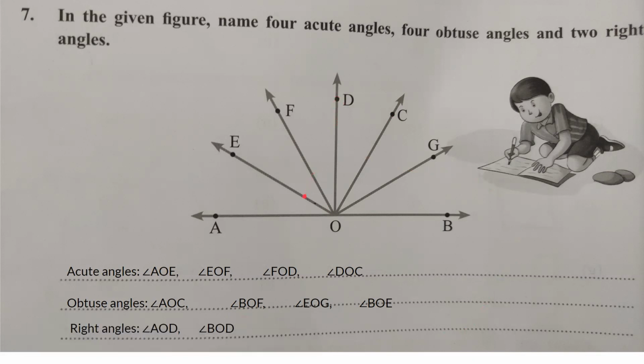One is angle COD, one right angle. Another one is angle BOD. So 2 right angles are there, and we are asked for 2, so we have written 2.